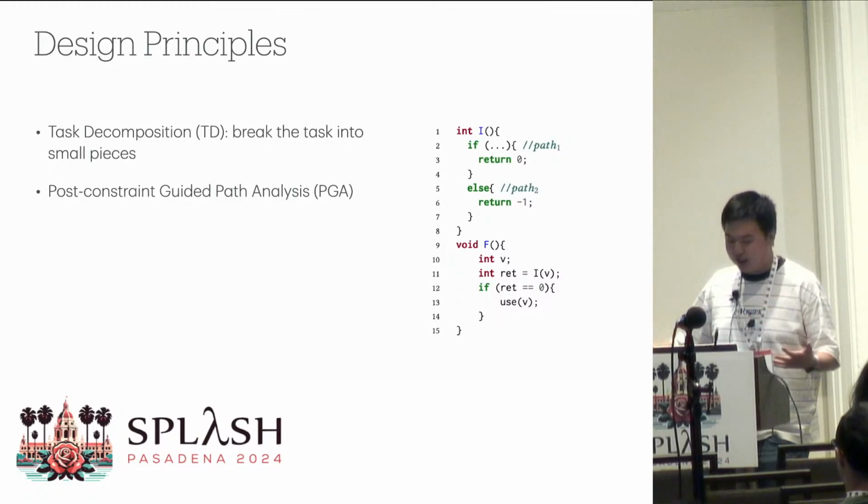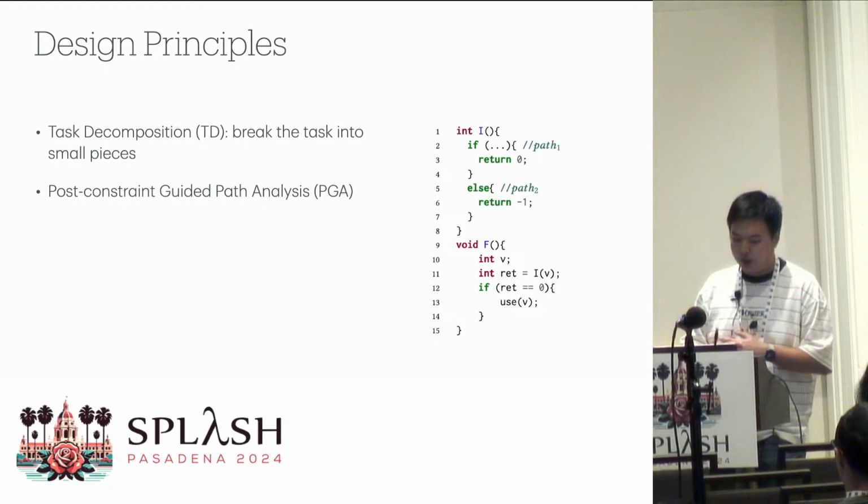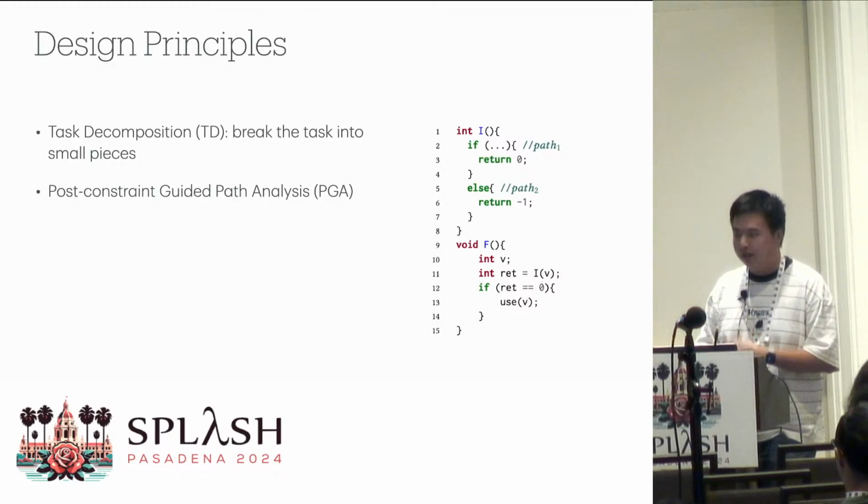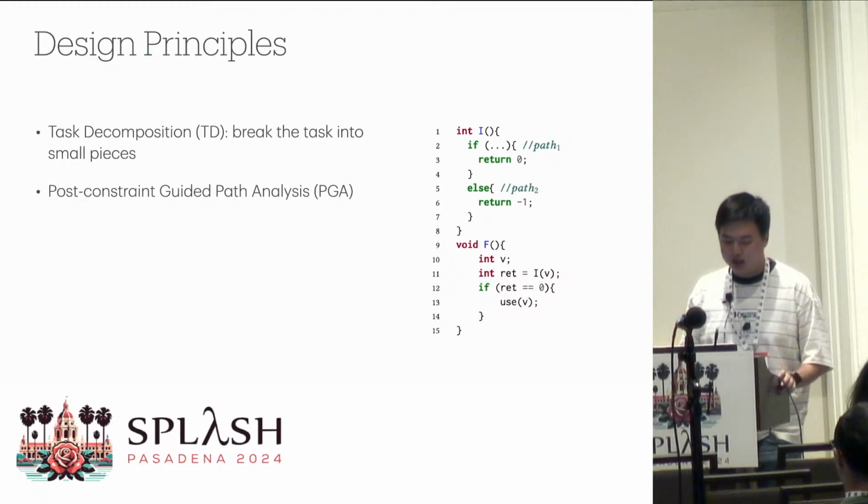So actually, with this constraint, we can see very clearly that the code can only reach path 1, and we can directly prune path 2. This way, we can reduce a lot of unnecessary paths in our analysis.